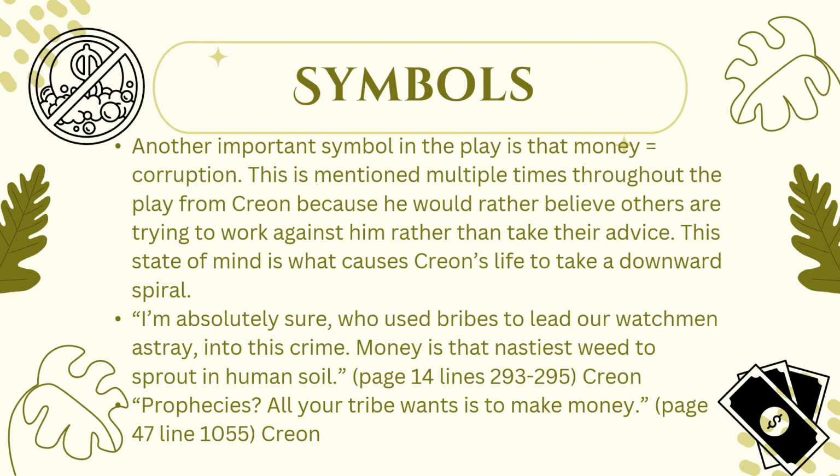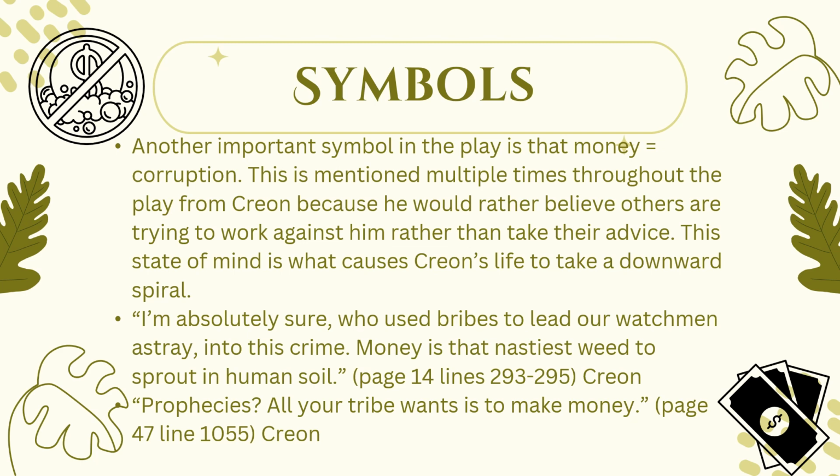Another symbol that I found was money equals corruption. This is mentioned multiple times throughout the play from Creon because he would rather believe others are trying to work against him rather than take their advice. And this state of mind is what causes Creon's life to take a downward spiral.